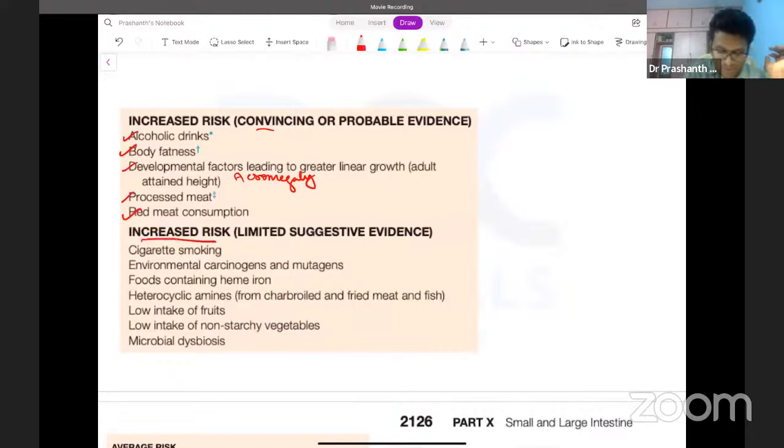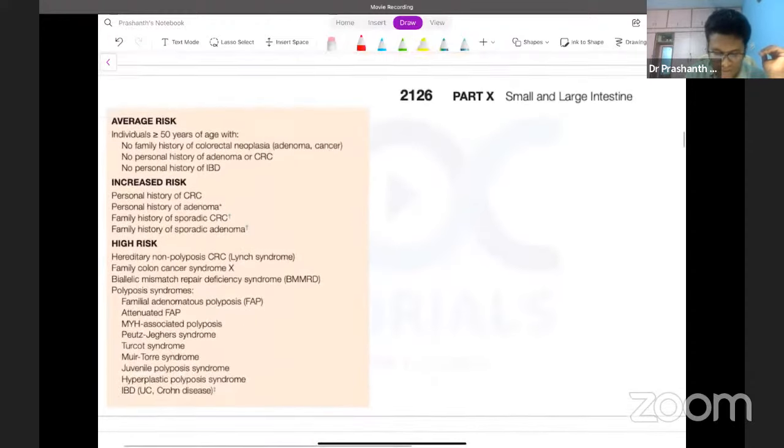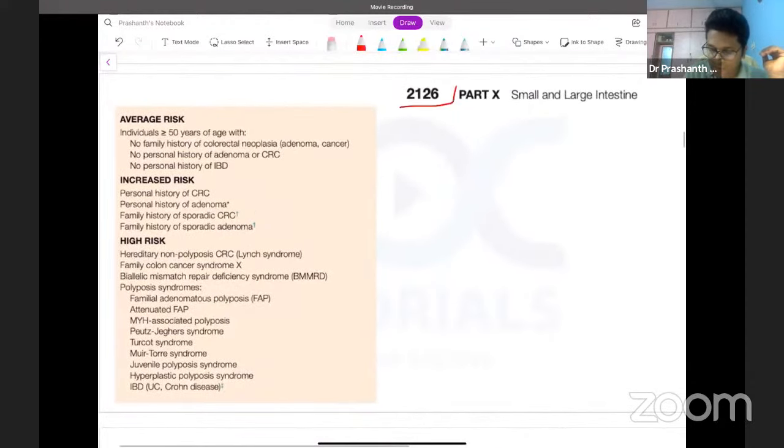Other increased risk factors with limited suggestive evidence are smoking, carcinogens in the environment, food containing heme and heterocyclic amines, low intake of fruits, low intake of non-starchy vegetables, and microbial dysbiosis. Okay, so this is one thing with respect to epidemiology that you should know. And one more important chart is this one, which comes in this particular page number of Schlesinger, which classifies average risk, increased risk, and high risk.